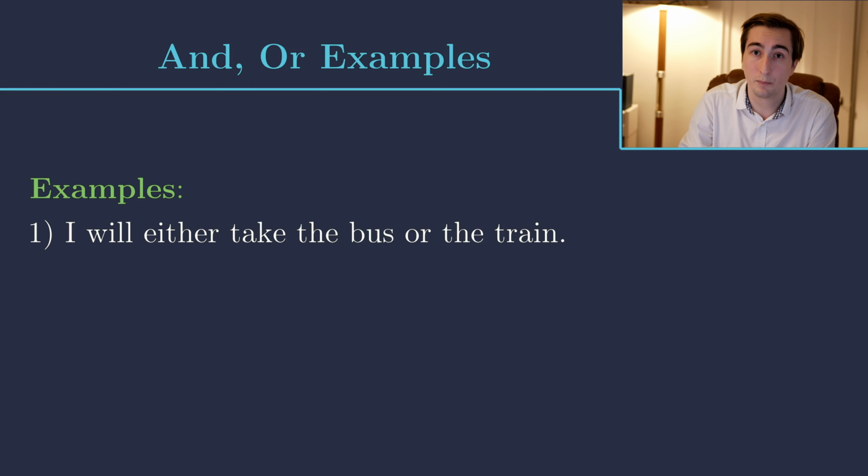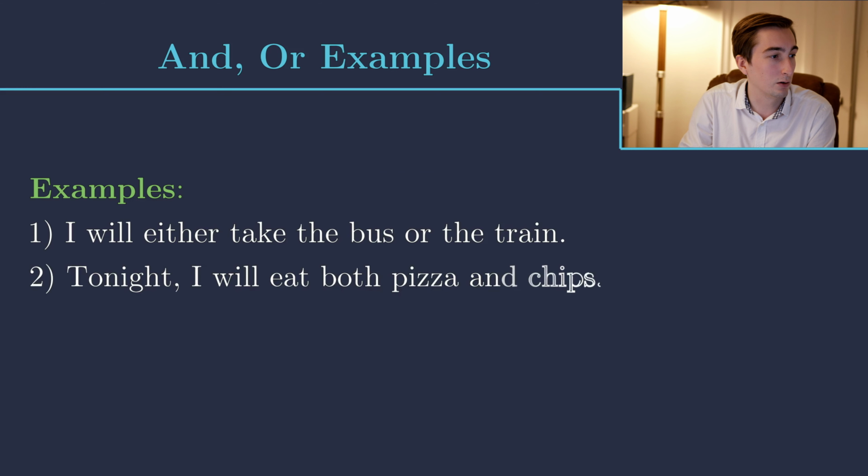So this is a simple example of a statement or proposition that contains the or operator, because we've got a bus or the train in there. The next one we've got is, tonight I will eat both pizza and chips. So this has the word and in, therefore we're using the and operator in this particular case.